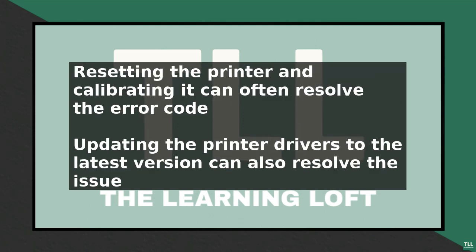Step 6. Contacting Canon support. If none of the above steps resolve the error code E0190002, it is recommended to contact Canon support for further assistance. The support team can provide guidance specific to the printer model and help resolve the issue.